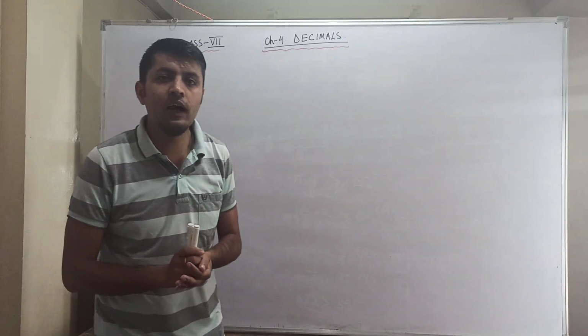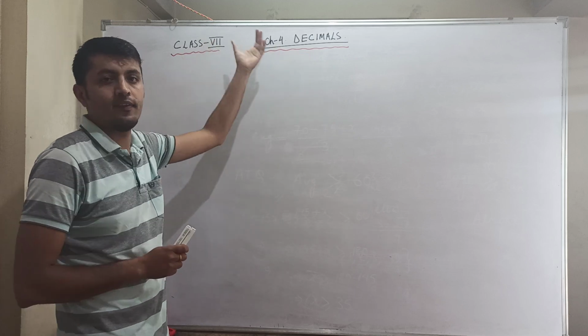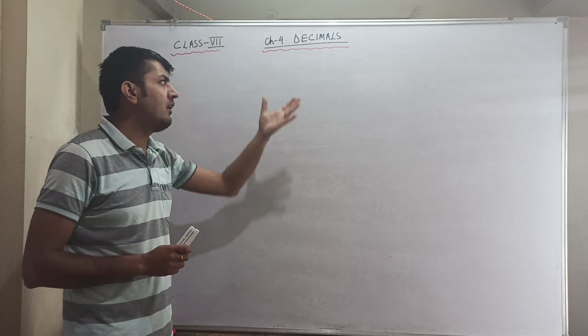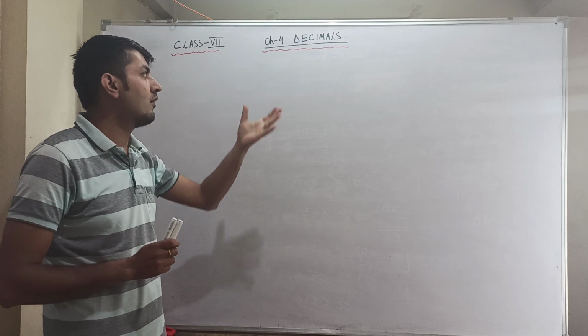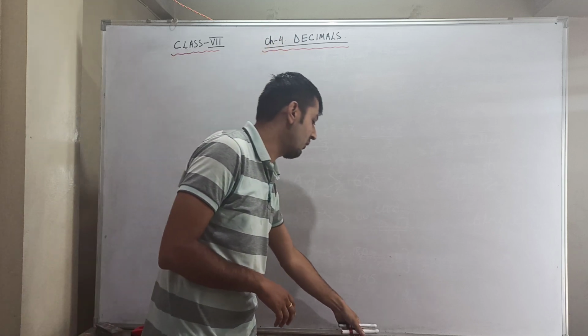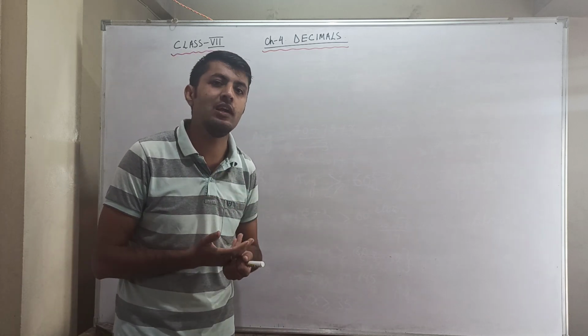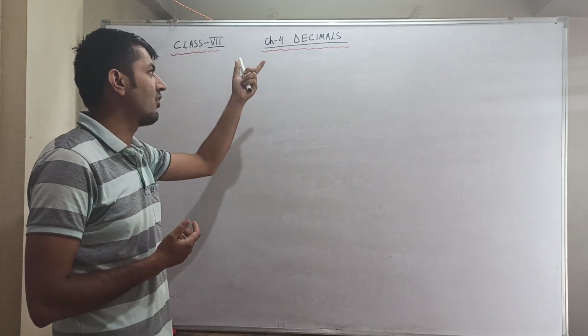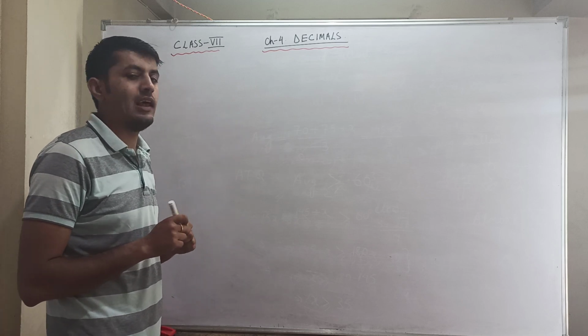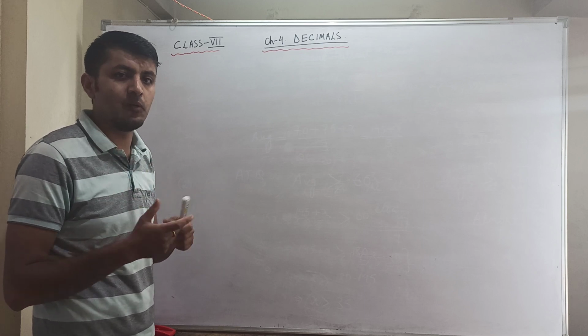Hello everyone, today I will be starting with a new chapter, that is decimals for your class 7. So, what do you mean by decimal? You are already doing this from your class 4. From class 4 you are doing addition of decimal numbers, subtraction, multiplication, and division. So let us recall: what do you mean by decimal and how to name those numbers?